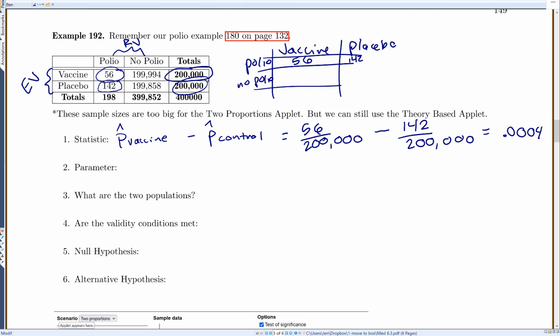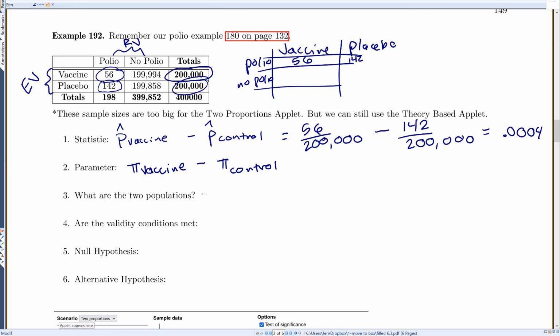This is the parameter that we're interested in. So we know our statistic, but we don't know our population proportion, our pi. So what's the difference in the actual population proportions? That's what we want to figure out. We know the difference in our sample proportions. We want to figure out the difference in our population proportions. What are the actual two populations?